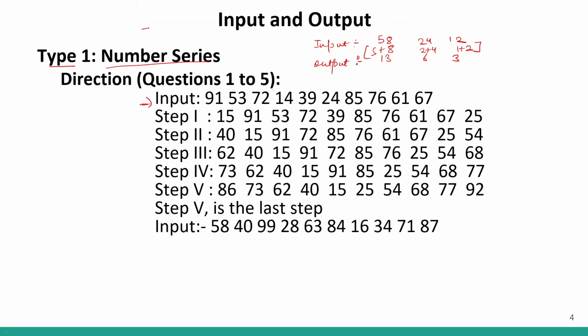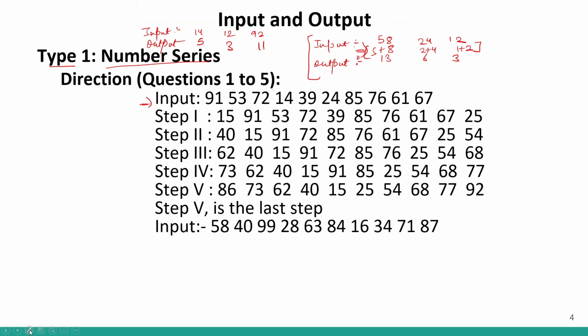In the question, we would have a separate input. Let's say 14, 12, and 92. And we have to find the output of this input based on this logic. So this logic we inferred that this is basically the sum. So the output would be 1 plus 4, 5, 1 plus 2, 3, and 9 plus 2, 11. This would be the output to this input. So this is how we solve questions on input and output.